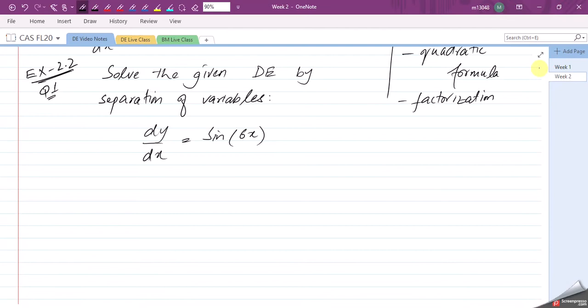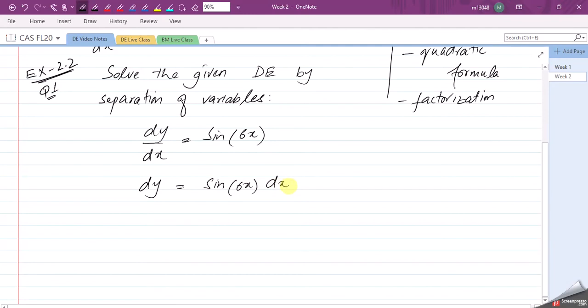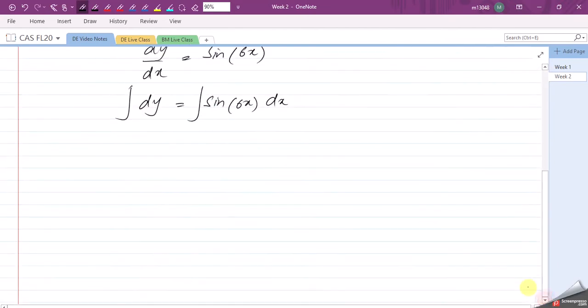Now, first of all, we have to separate the variables. We can send dx on the other side, and we can write it like this. And now we can integrate both sides, and that gives y equals minus 1 by 6 cosine 6x plus a constant.